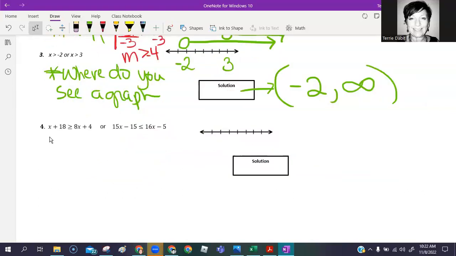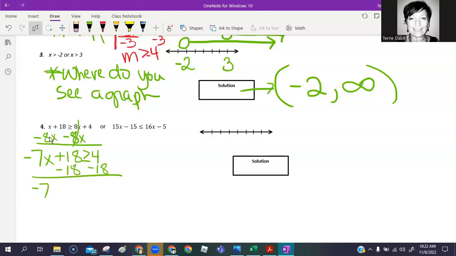Looks like I need to subtract 8x from both sides. So I got negative 7x plus 18, that's gone, is greater than or equal to 4. So I next am going to subtract my 18, and I have negative 7x is greater than or equal to negative 14. I'm going to divide by a negative 7.